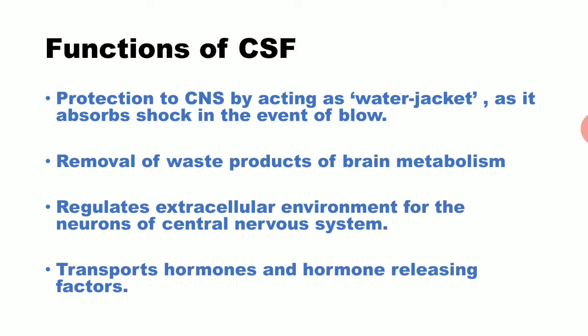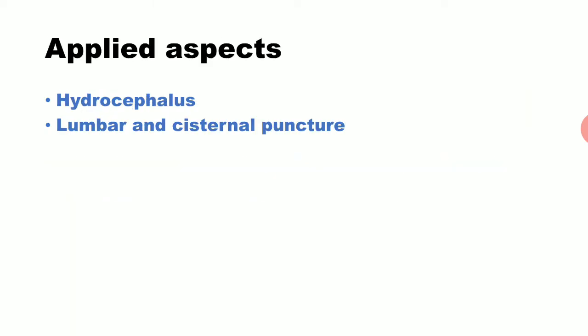Functions of CSF: first, protection to the central nervous system by acting as a water jacket, as it absorbs shock in the event of a blow. Second function is removal of waste products of brain metabolism. Third, it regulates the extracellular environment for the neurons of the central nervous system. And fourth function is transport of hormones and hormone releasing factors.